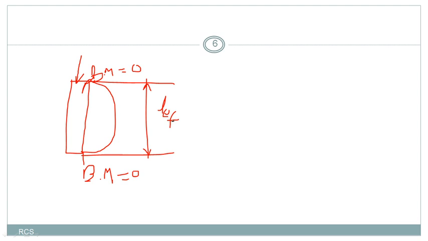Sometimes your column may have a free end condition, right? Or sometimes it may be hinged, or sometimes it may be fixed. So by considering these, let me explain the concept of the end condition and how to calculate the effective length of the column. Let me briefly explain what a hinged support is, what a fixed support is, and what free is.